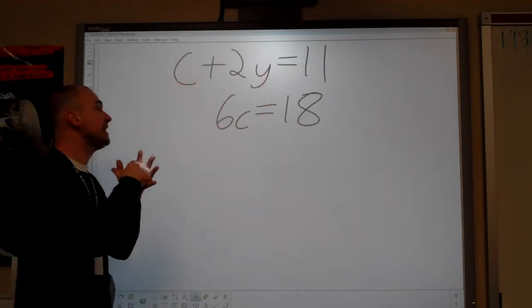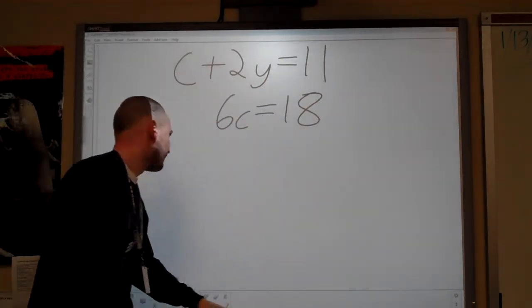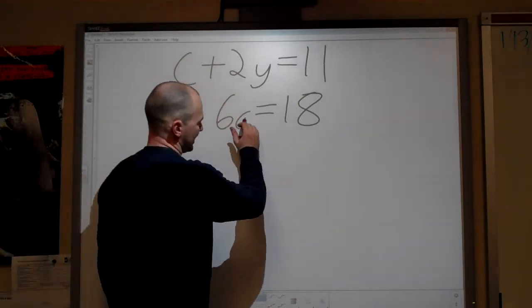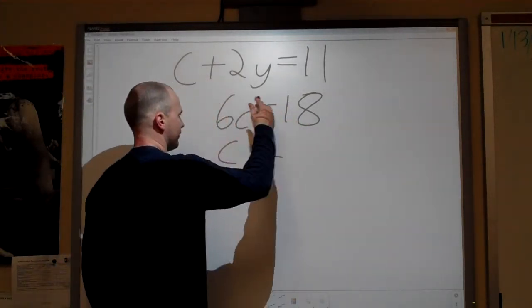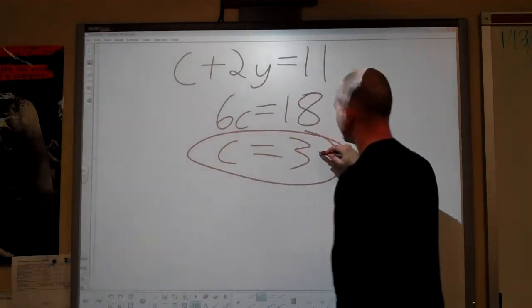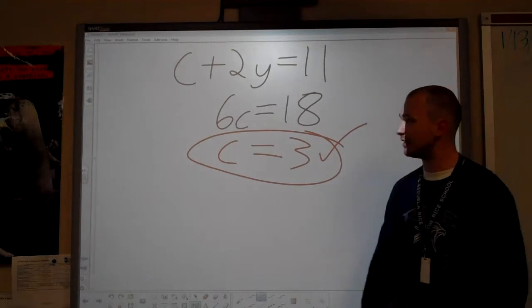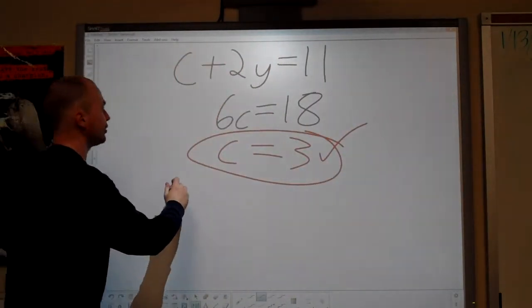Alright, 6C equals 18. C plus 2Y equals 11. I want to find out what C equals. 6 times what equals 18? C must equal 3. 6 times 3 equals 18? Yeah, it does. It checks. C is definitely 3.